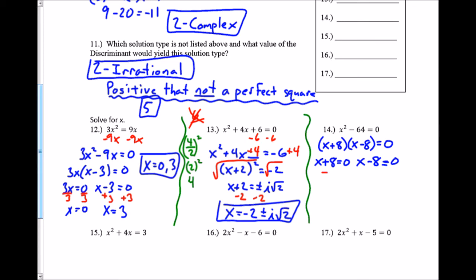And I solve each. Here I subtract the 8 from each side, so I find out that x equals a negative 8. Here I add the 8 to each side, so I find out that x equals a positive 8. So I get 2 solutions here, negative 8 and positive 8. And just remember, I could have added the 64 to each side and taken the square root. I just have to remember to do plus or minus when I do that to get my 2 answers. Okay?